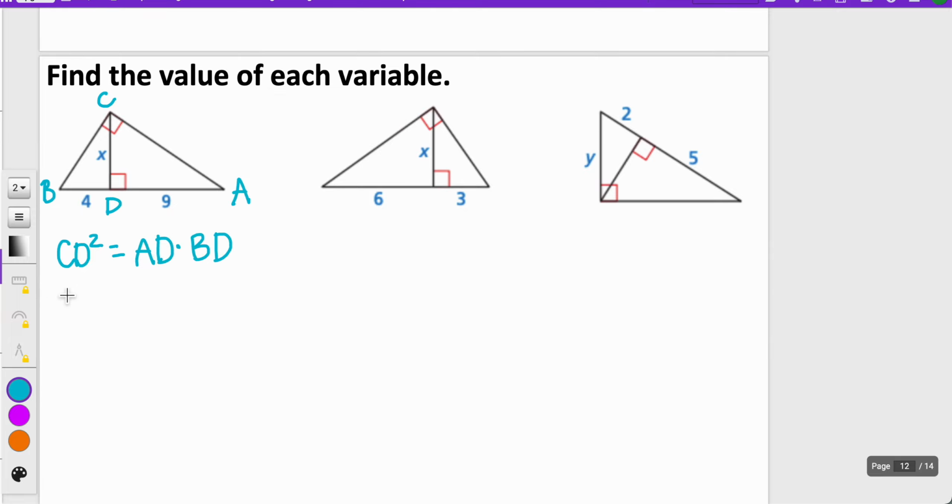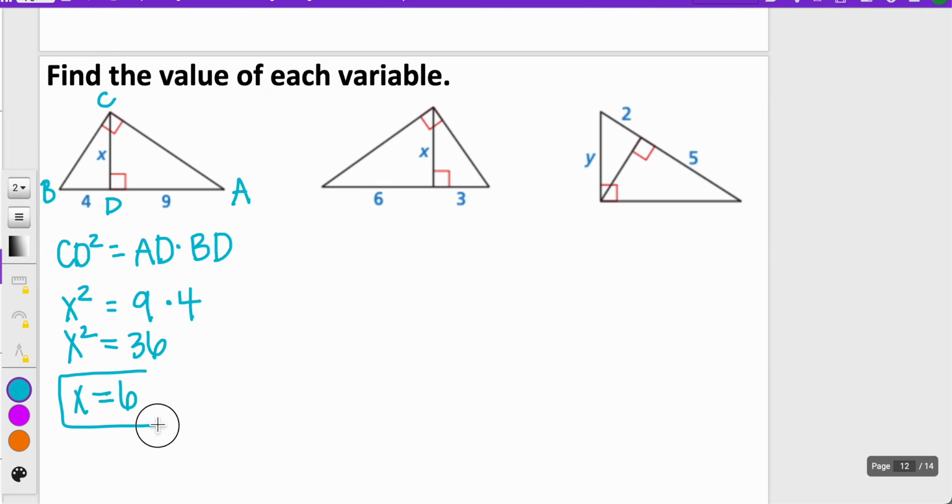So what I'm going to do is I'm going to say CD is now x. x squared is equal to AD 9 times BD 4. I'm going to get x squared equals 36. So that means x is equal to 6. Okay? So this is another way to find lengths of a right triangle built together.